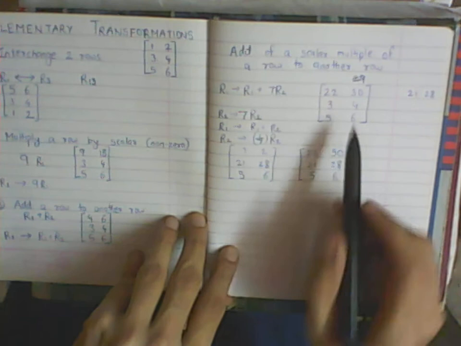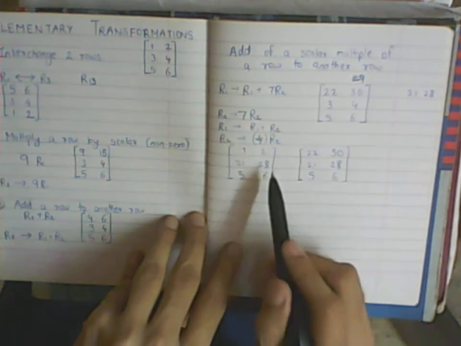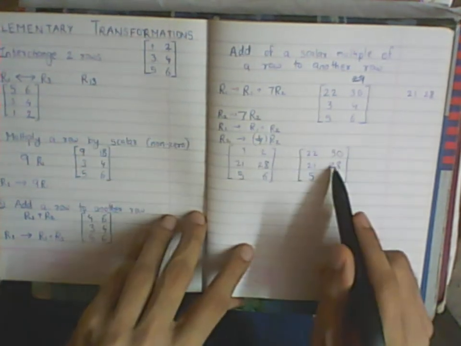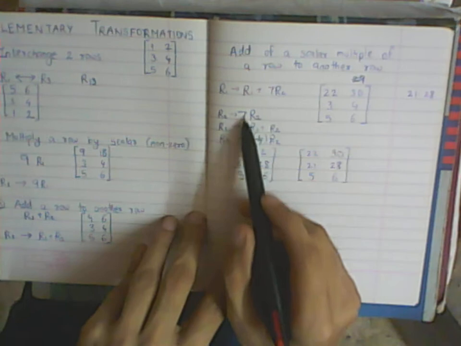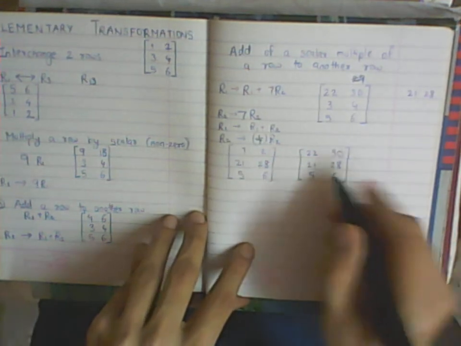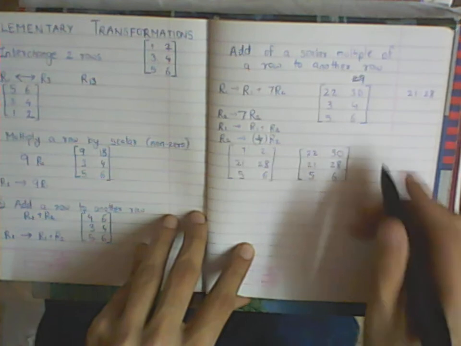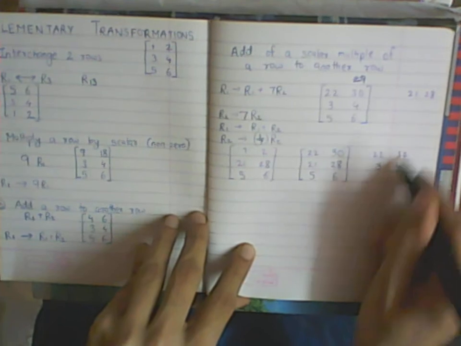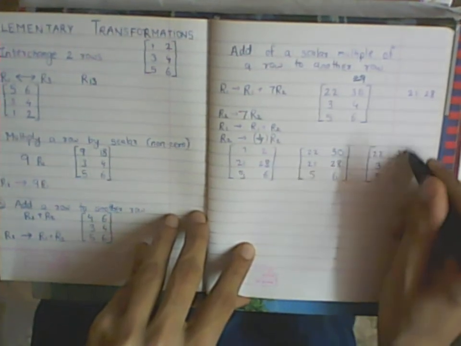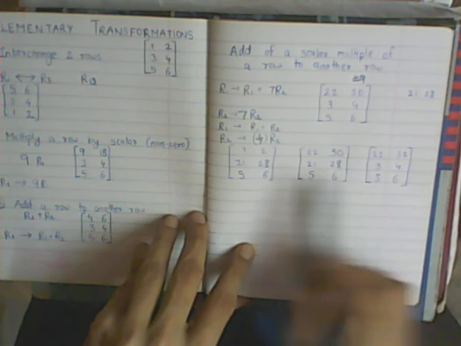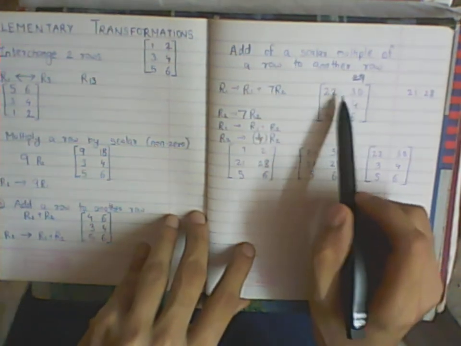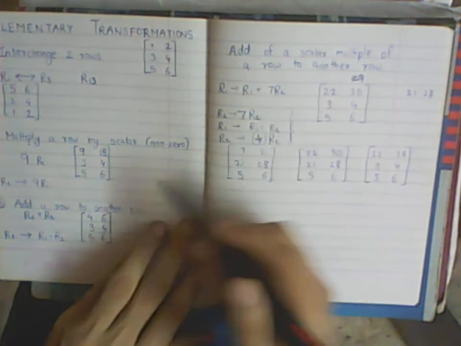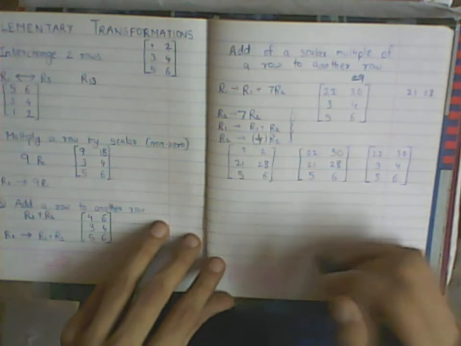But to get this matrix, I didn't have to change the second row, right? I had to have 3, 4 as my second row. But this is 21, 28, which was the result of multiplying it by 7. So if I want to undo this, I'll need to again multiply the second row by 1 by 7. So this becomes 3, 4, and everything else remains the same, 22, 30, and 5, 6. So this is the 3-step process, but this is just a one step process. It gives you the same result, but this is very elementary. It involves doing multiple elementary transformations one after the other.